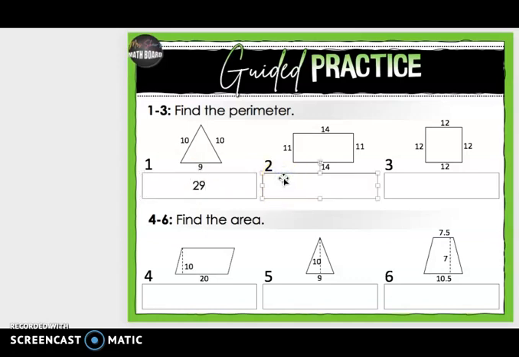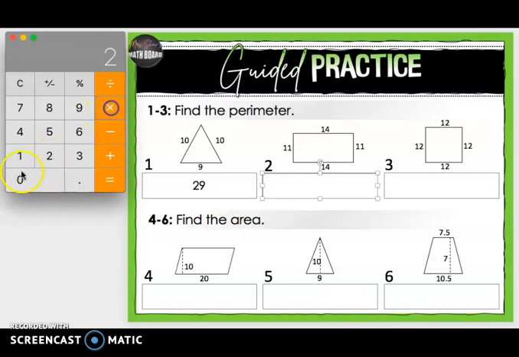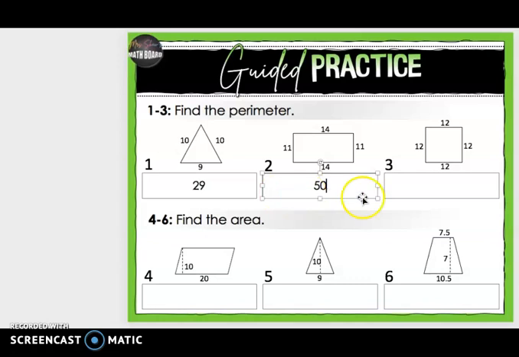Okay, then number 2, to find the perimeter of this rectangle, we say 2 times the length, because we have 2 of these, and 2 times the width. Okay, so we're going to say 2 times 11, which is 22, and then 2 times 14, which is 28. So we're just going to add those up. So 28 plus 22 equals 50. So number 2 would be 50.